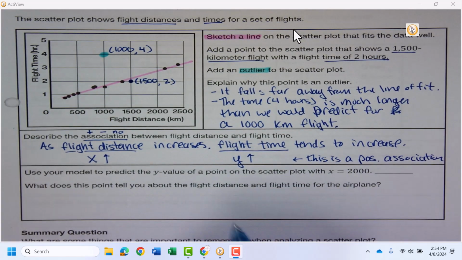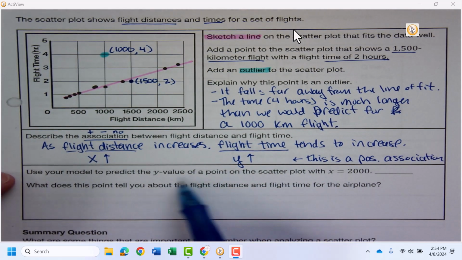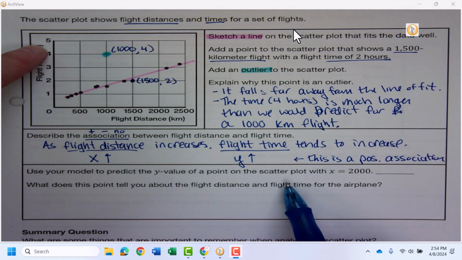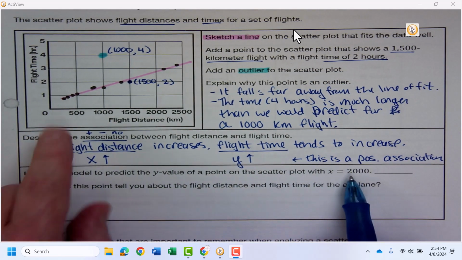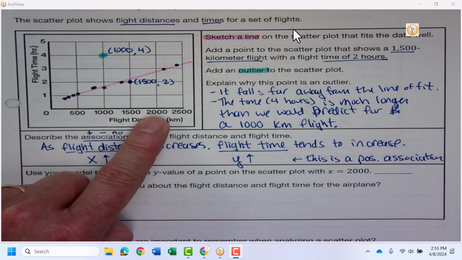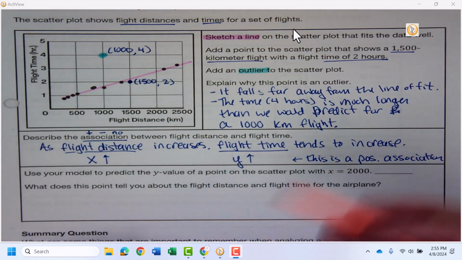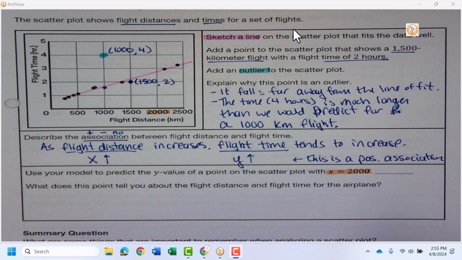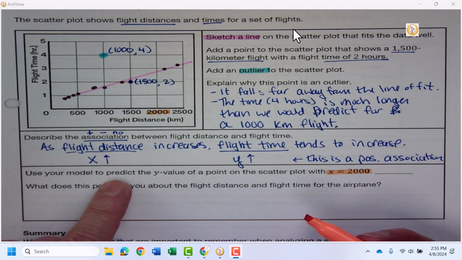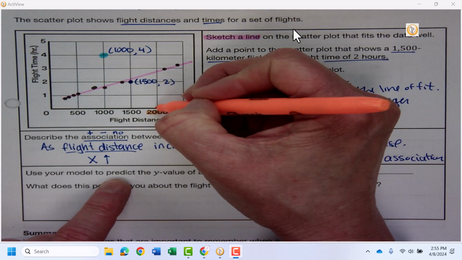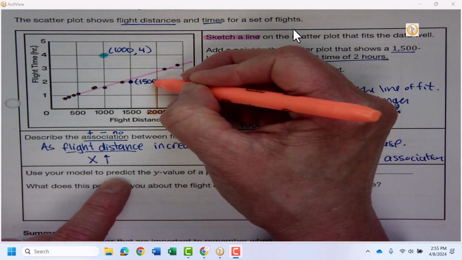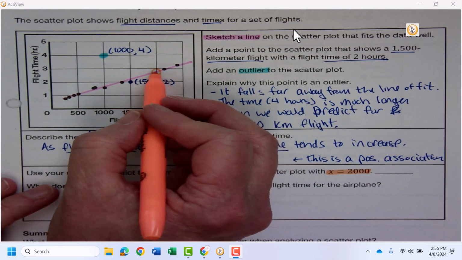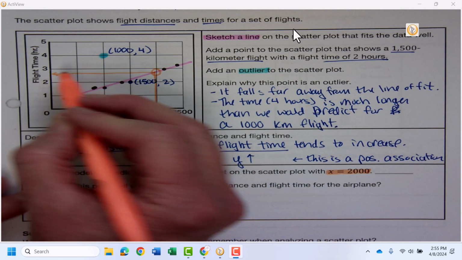And the final thing we're going to do is use our model to predict the y value. So y value would be the flight time of a point on this scatter plot with an x value of 2,000. Let's do this in orange here. So I have a flight that is 2,000 kilometers. Here's my x value. And to make a prediction about that y value, I'm going to come up to that line of fit. That's what it's for, making predictions. So it looks like my y value would be a little under 3. I'm going to say 2.75.